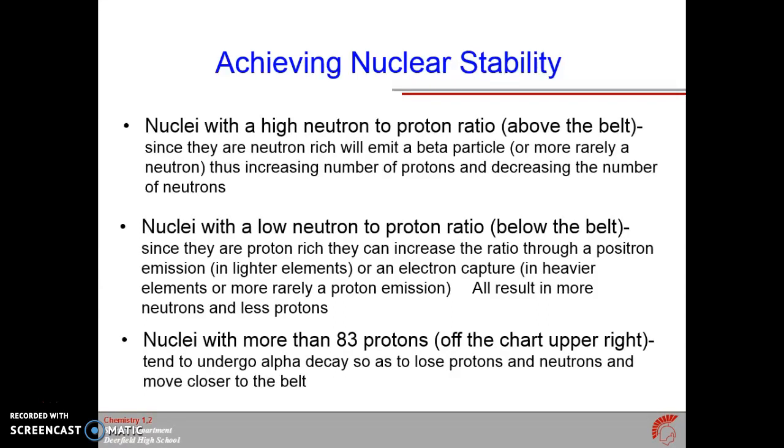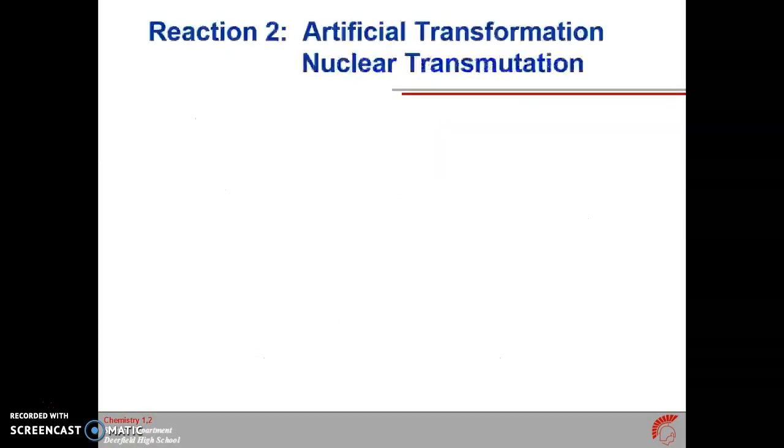And then, like we said, above element number 82, you just have really heavy nuclei, and so they tend to undergo an alpha decay to try and get rid of a huge amount of mass in one step. So those are the three most common ways of trying to achieve stability of the nucleus.